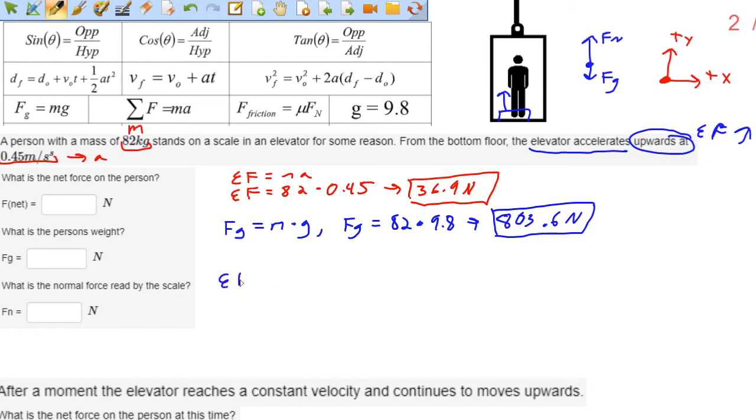So let's take net force, set it equal to the forces that point up, force normal, minus the forces that point down, force gravity. Plug in our numbers. Net force is 36.9. Force normal is unknown. And force gravity is 803.6. Add 803.6 to the other side, and we get force normal is equal to 840.5 newtons.